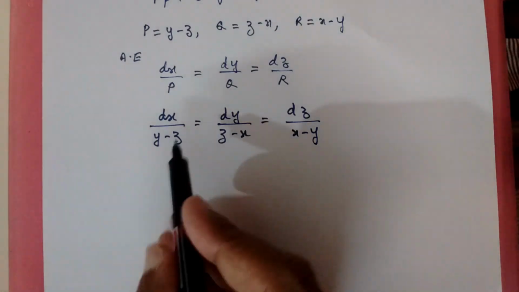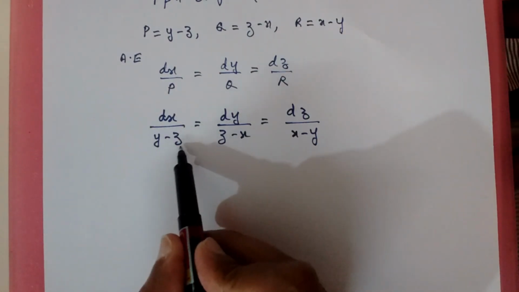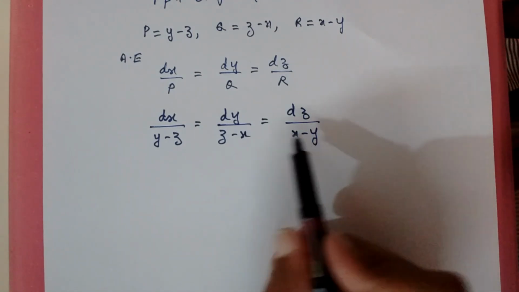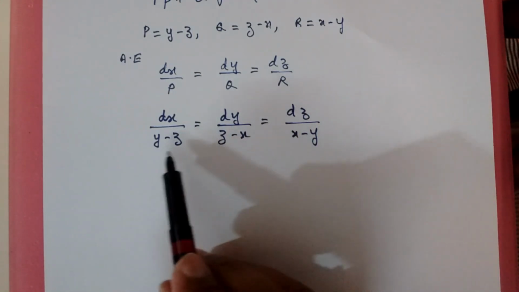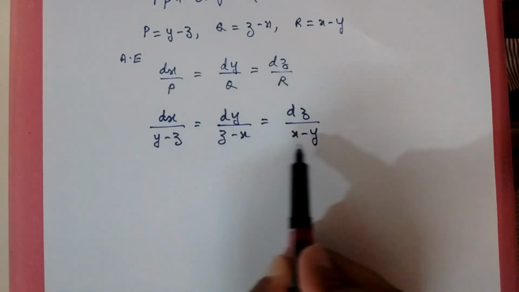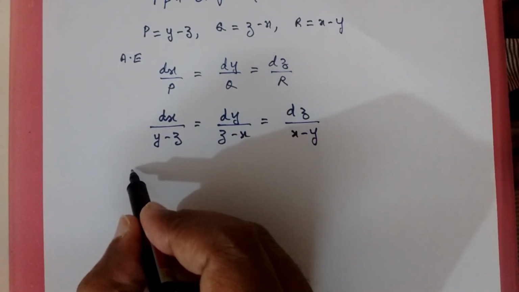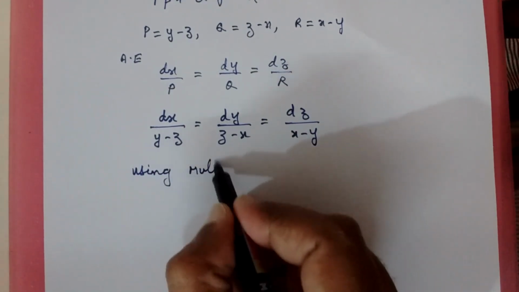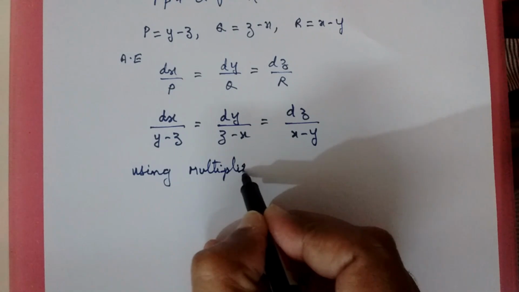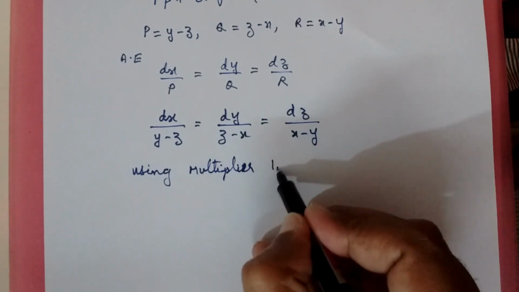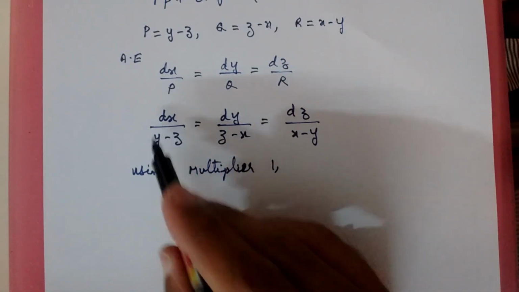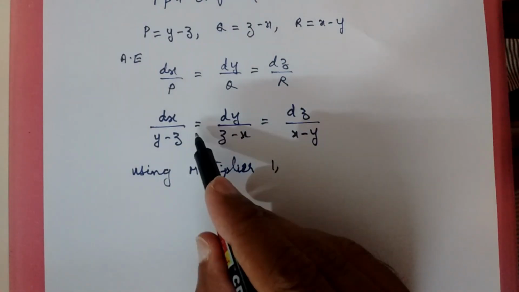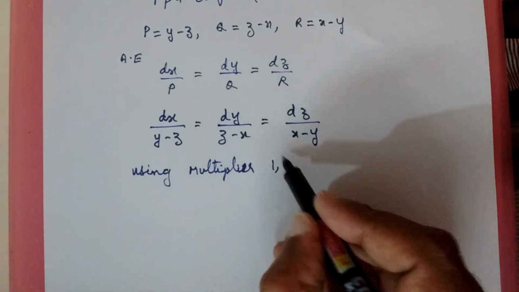If you observe the denominators here, it is y - z, z - x, x - y. It is in the symmetric form. Suppose I add them, the denominator will be equal to 0. So I can say that using the multipliers 1 for the first case, just multiply by 1 in the numerator and in the denominator.